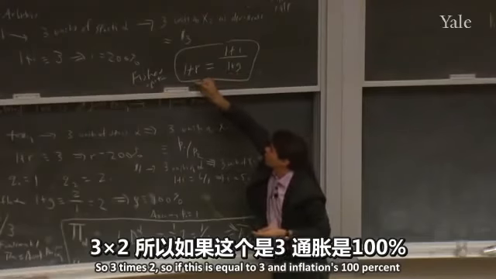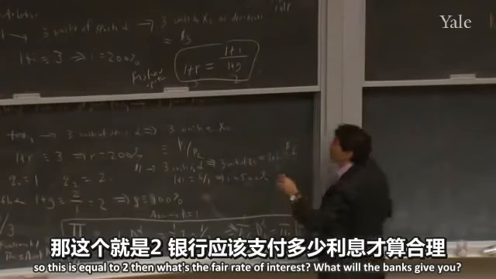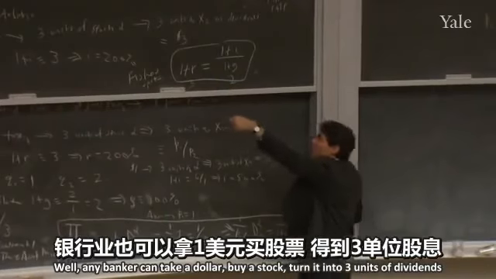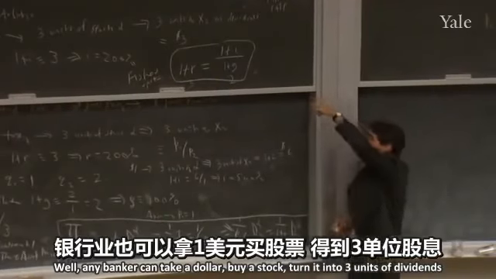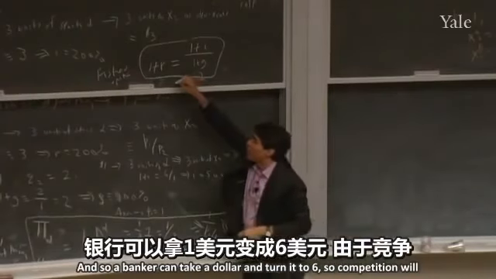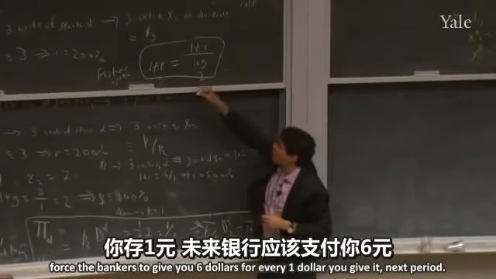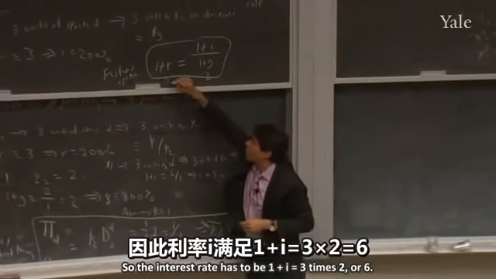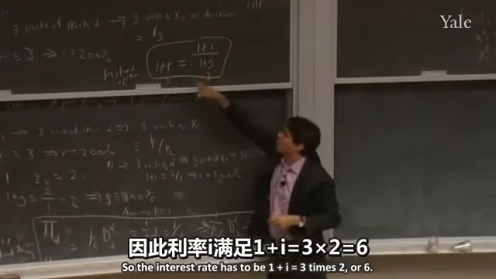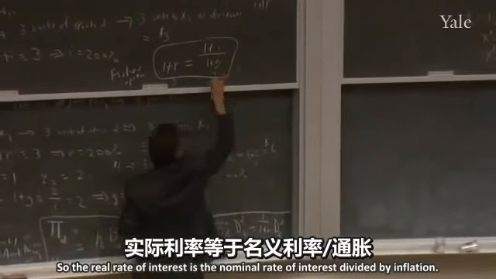So if this is equal to 3 and inflation's 100%, so this is equal to 2, then what's the fair rate of interest? What will the banks give you? Well, any banker can take $1, buy a stock, turn it into 3 units of dividends, and then sell it for $2 a piece and get $6. So a banker can take $1 and turn it into $6. So competition will force the bankers to give you $6 for every $1 you give them next period. So the interest rate has to be 1 plus i equals 3 times 2, or 6. So the real rate of interest is the nominal rate of interest divided by inflation.